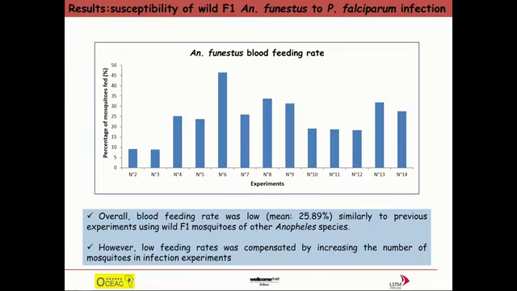Concerning feeding rate, we observed that the blood feeding rate of F1 Anopheles funestus mosquitoes was low, and this is similar to other studies carried out with wild F1 mosquitoes of other Anopheles species. However, we compensated for this by increasing the number of mosquitoes in the infection experiments.